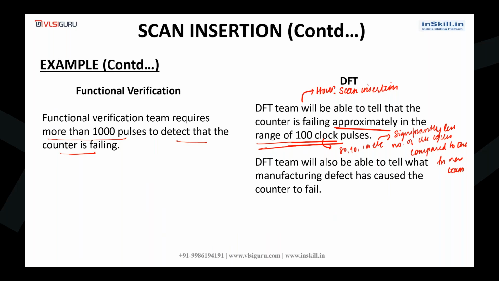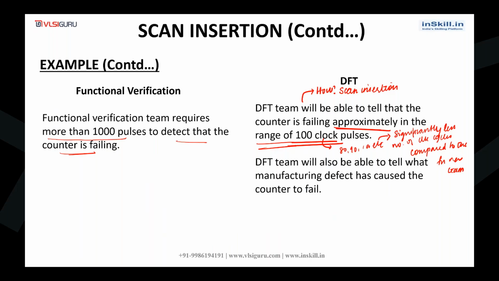In order to understand that, you need to know what a scan cell is, what a scan chain is, and how a scan chain functions. All those things you need to know. So when we do our DFT course and reach the scan insertion topic, we will once again revisit the same example. At that time, we would have covered scan cells and scan chains, so you will be able to understand how the DFT team is able to tell that the counter is failing approximately in the range of 100 clock pulses.